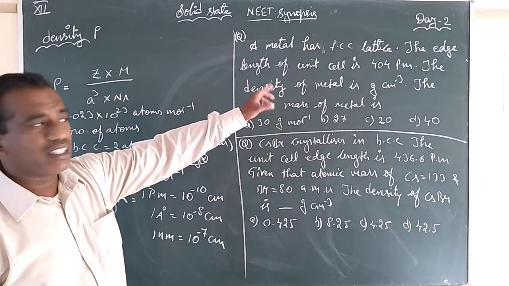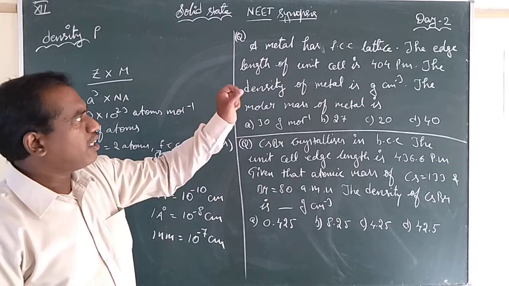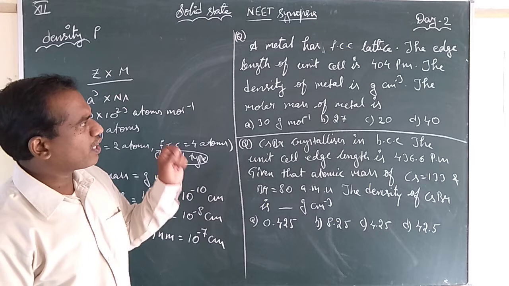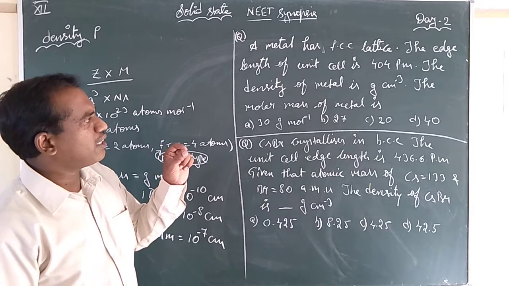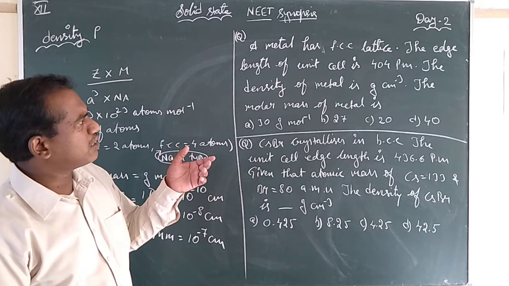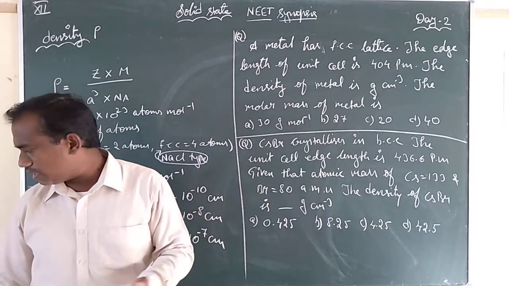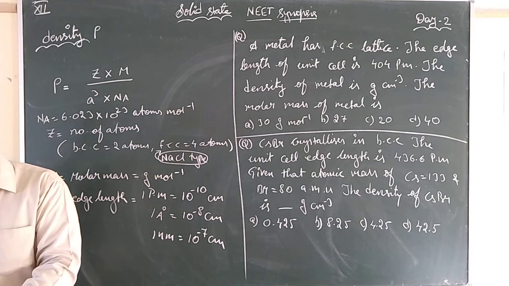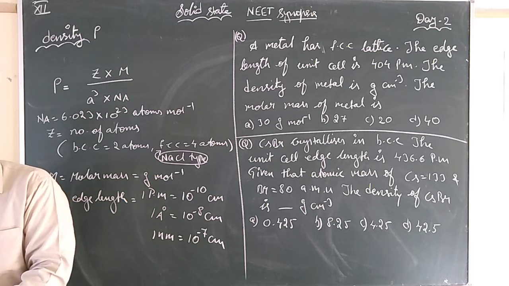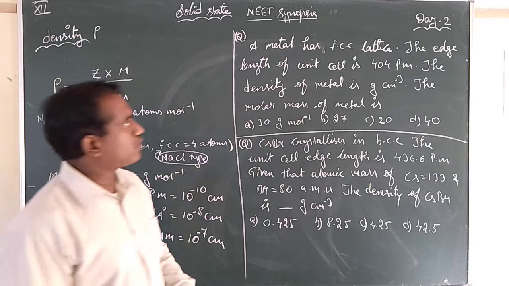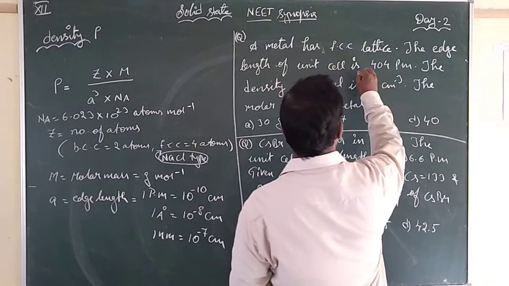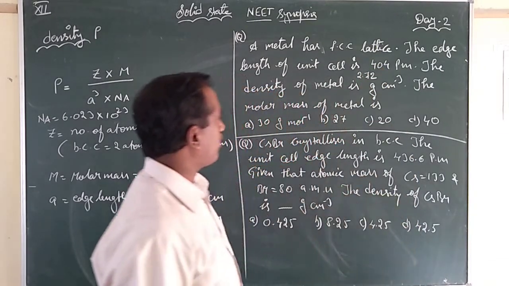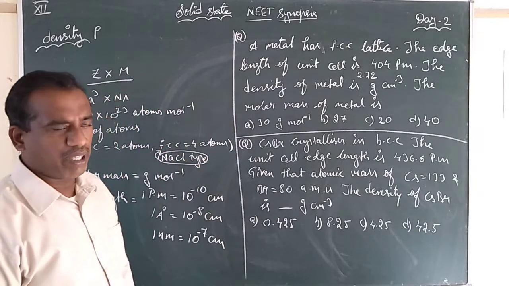A metal has an FCC lattice. The edge length of the unit cell is 404 picometer. The density of the metal is, how much have they given? Density is the word mentioned: 2.72 gram per cubic centimeter. The molar mass of the metal is asked.